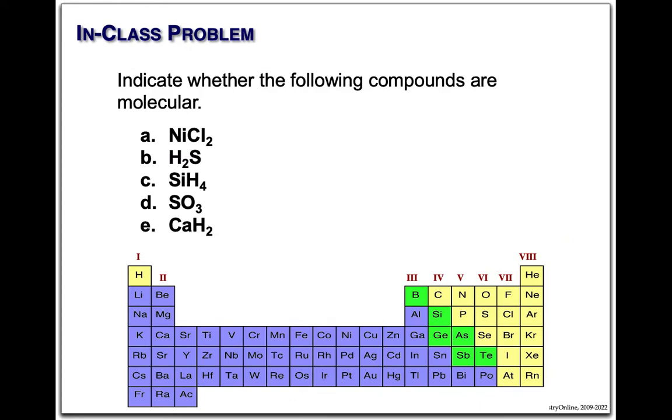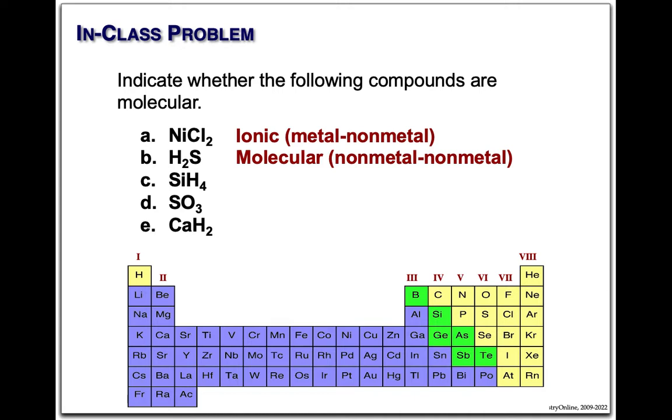All right. Nickel chloride. We look at our periodic table. Look around trying to find nickel. Well, there it is. It's a metal. It's ionic. Dihydrogen sulfide. We find hydrogen. We find sulfur. They're both nonmetals. It's molecular.